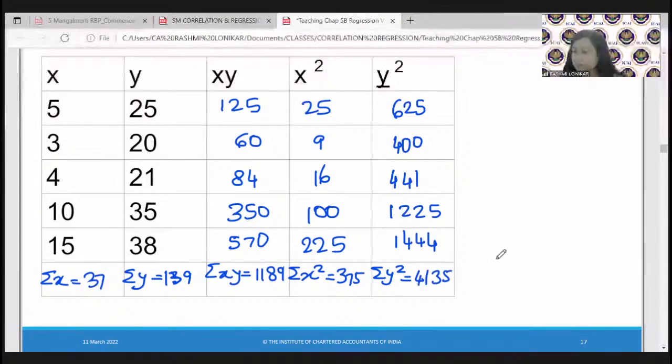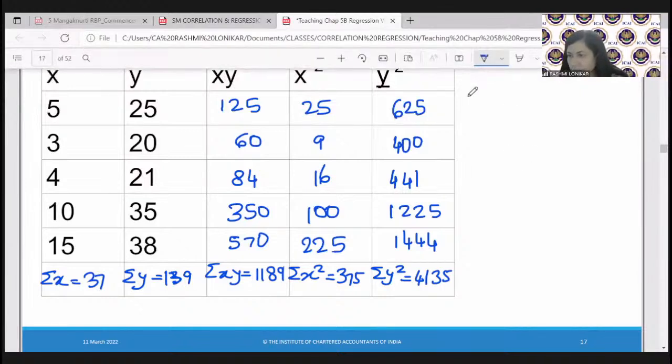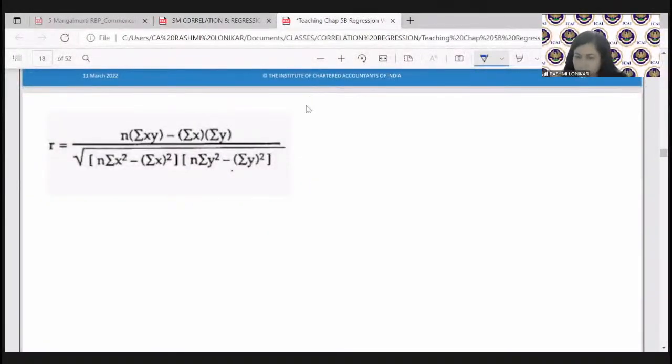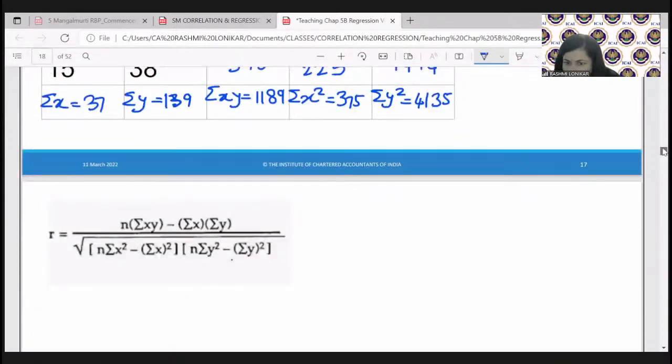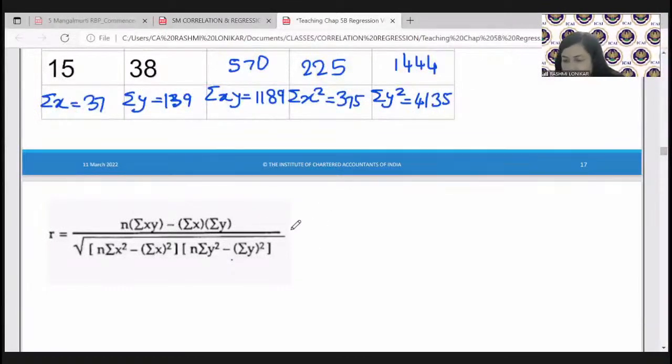Now, first thing, because it is a comprehensive sum, I am trying to find R. What is the formula for R? I'll scroll it down in such a way that I can see the values. Using this data, I am first finding the correlation coefficient. R is the correlation coefficient. So, N is how much? N 1, 2, 3, 4, 5. So, N is 5.